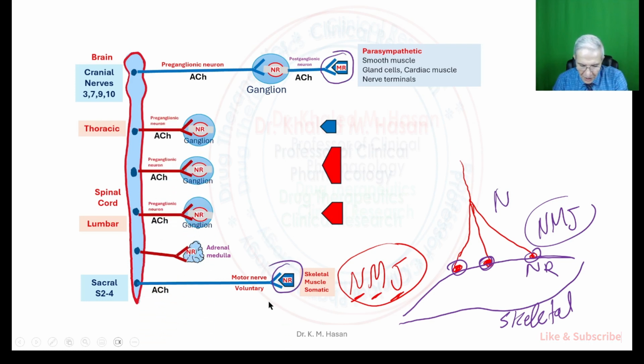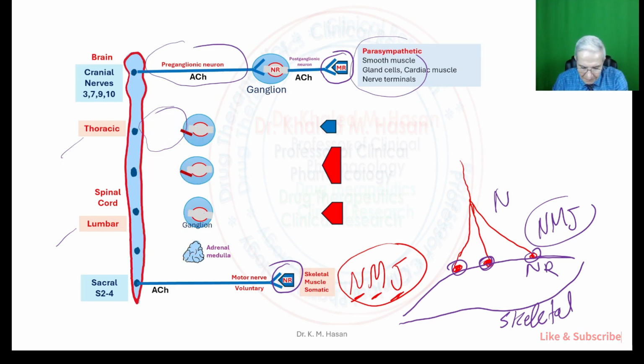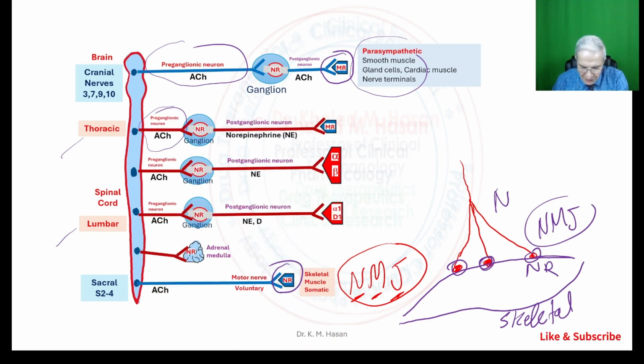Okay, moving to another part, which is the sympathetic system. As you can see here, if you scroll a little bit, from the thoracic and lumbar we have the preganglionic neuron, which is short in the sympathetic system. If you look at the parasympathetic system, the preganglionic neurons are long. On the other hand, for the sympathetic system, you can see the preganglionic is short and the postganglionic is long. This is the sympathetic system.